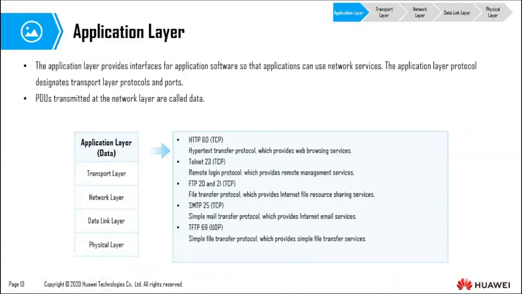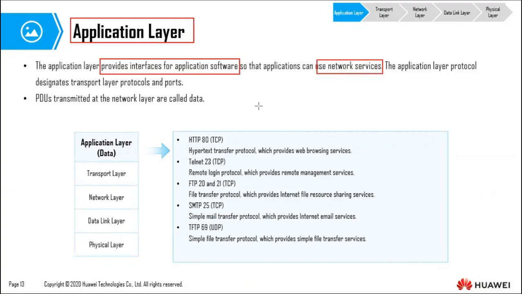So let's begin now looking at each and every layer in detail. The first layer we're looking at is the application layer. As we said, it provides the interfaces for application software so that these applications can be able to use the network services. The application layer protocol designates transport layer protocols and ports.